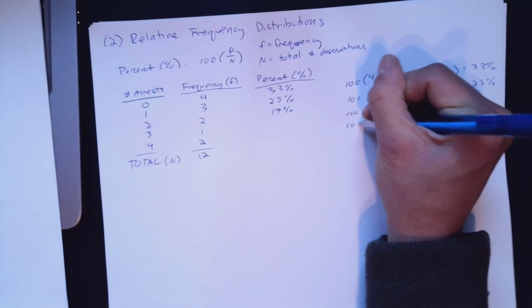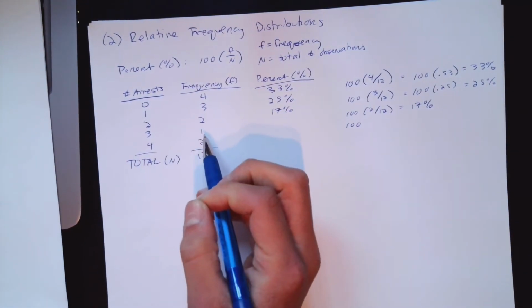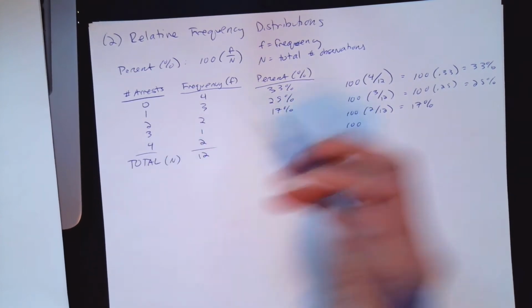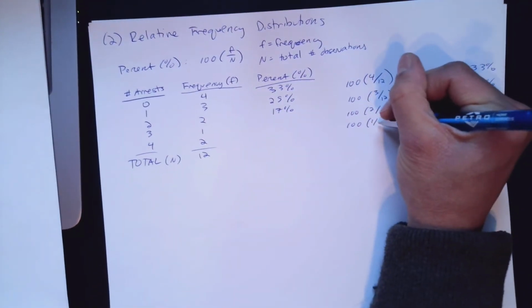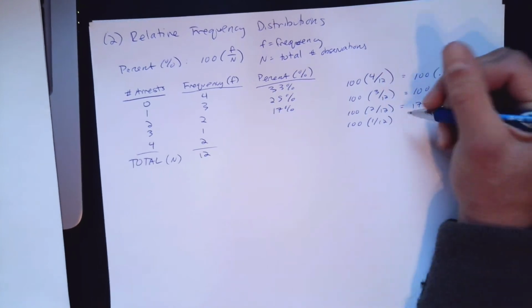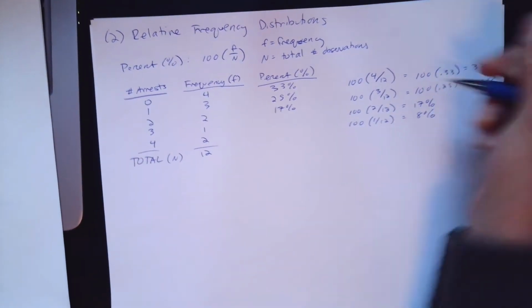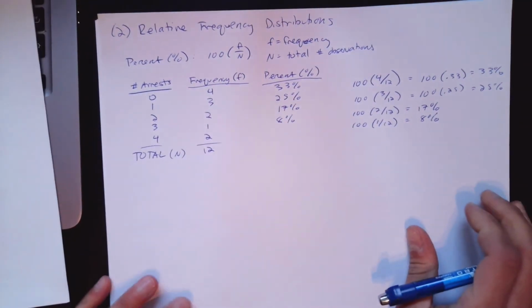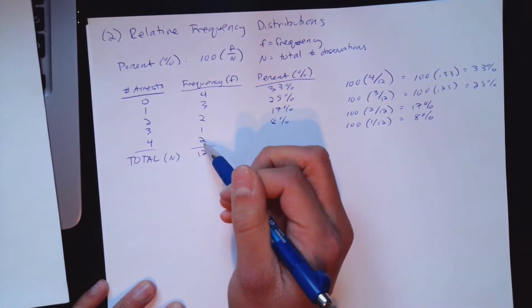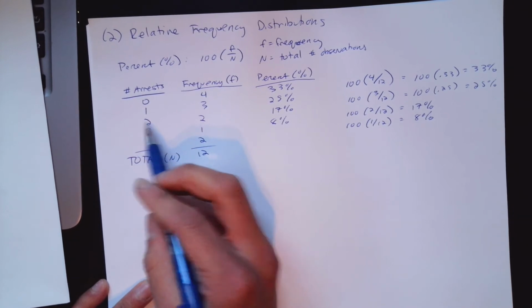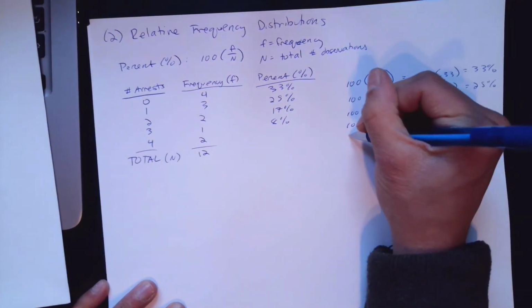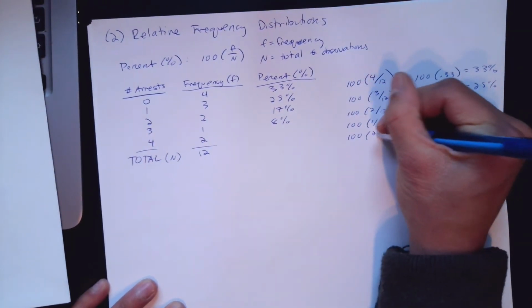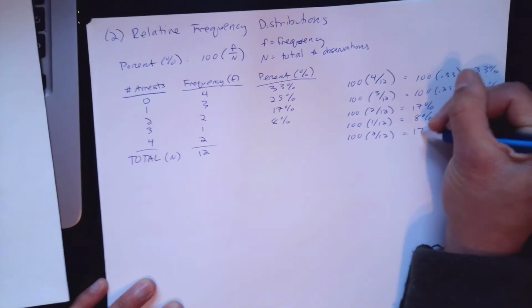For 3 arrests, we've got a frequency of 1, so now we're going to do 1 over 12 times 100. It's going to come out to 8%. So 8% of our sample here had 3 arrests. And then for 4 arrests, we have a frequency of 2, which is the same as our frequency for 2 arrests. So it's going to be the same thing, 100 times 2 over 12, and it's going to come out to 17% again.